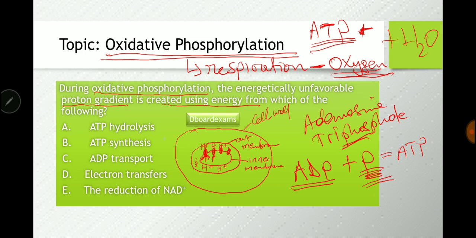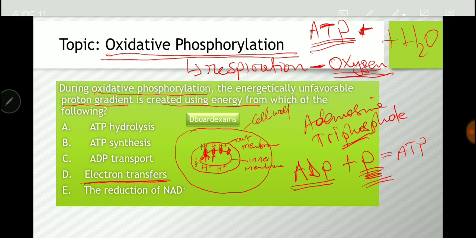So this energy to create ATP comes from the electron transfer. As electrons are transferred across the membrane, you get ATP. So our answer here is D.